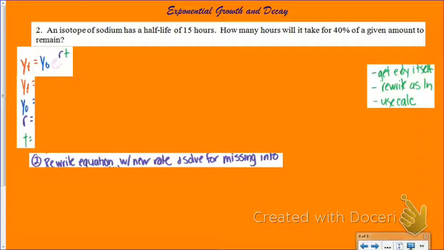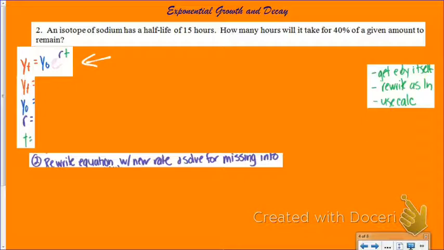It tells us that a certain isotope of sodium has a half-life of 15 hours. We want to determine how many hours it'll take for 40% to remain. With any half-life question or any other exponential growth or decay question, we're going to use the formula that you guys see here.